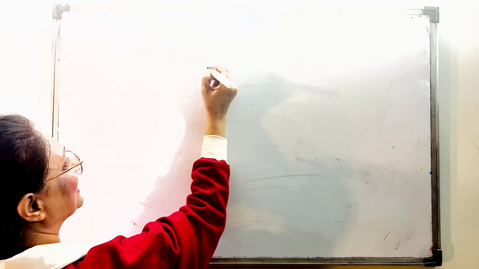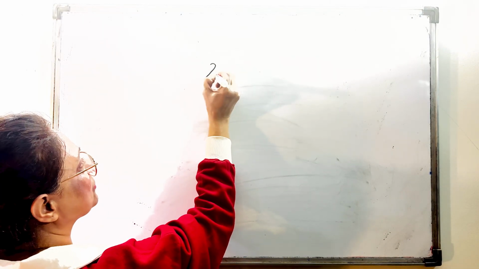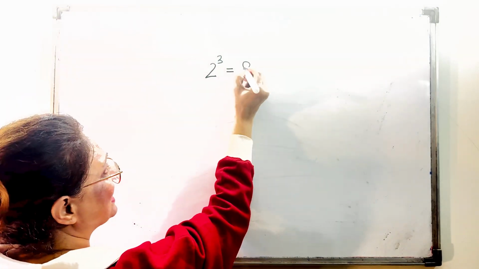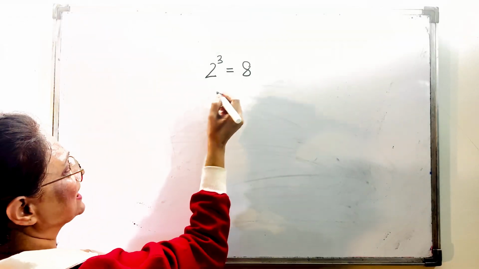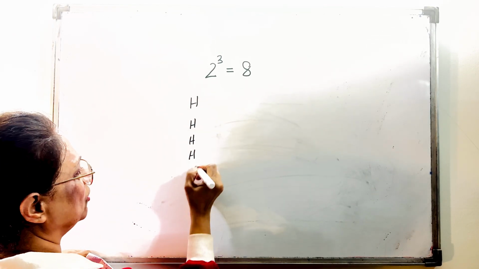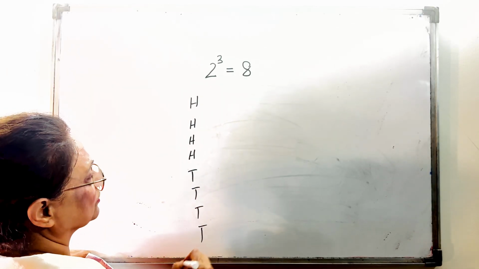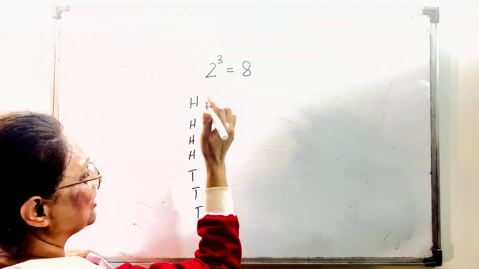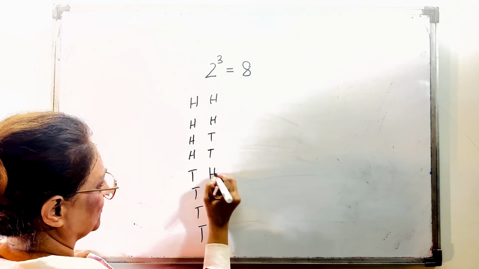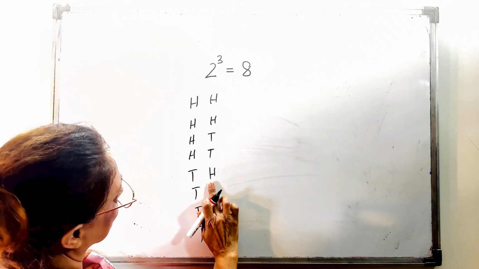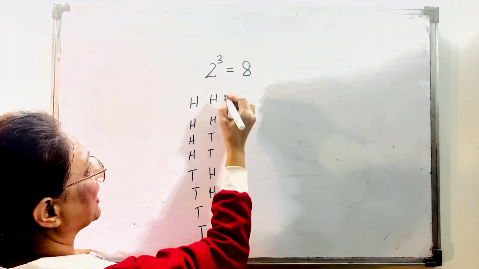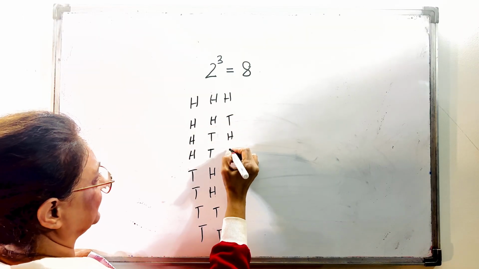So how to write it? 1 coin tossed 3 times, the number of outcomes will be 2 to the power 3, that is 8 outcomes. How to write them? Half of 8 is 4, right? So write H 4 times, T 4 times. Then half of 4 is 2: write H 2 times, T 2 times, H 2 times, T 2 times. Then half of 2 is 1: one H, one T.